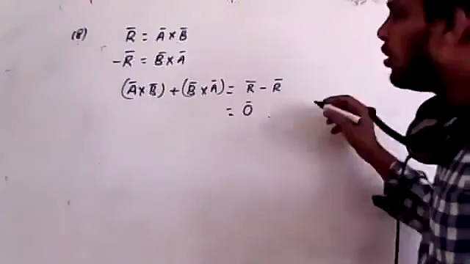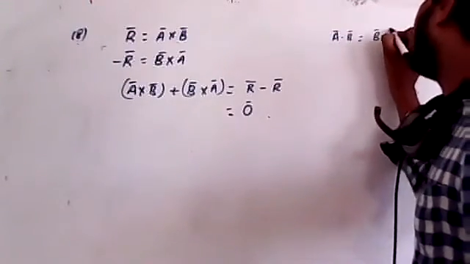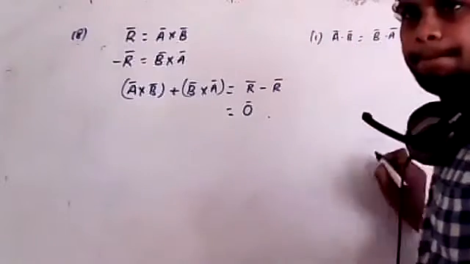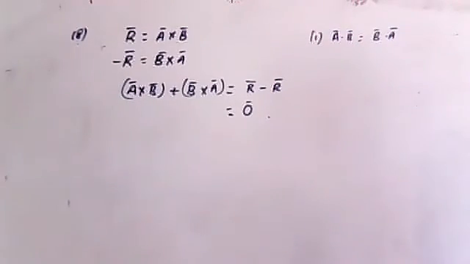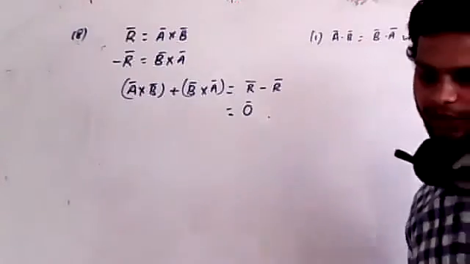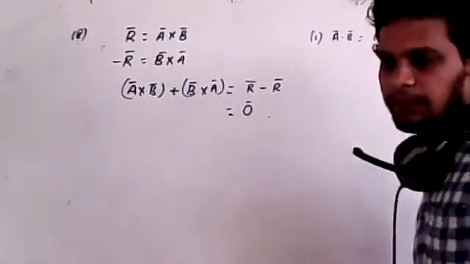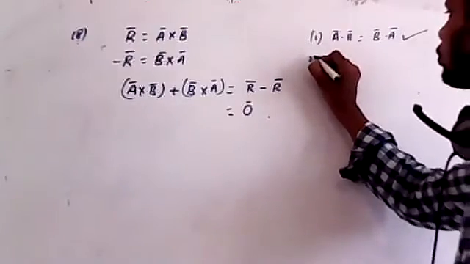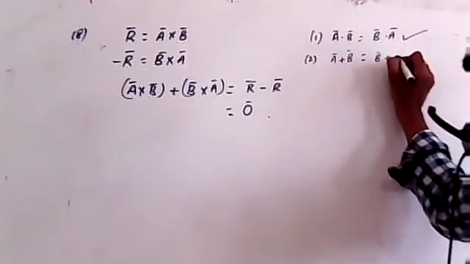Ma, first one, ma, A bar dot B bar is equal to B bar dot A bar. Is it correct or wrong? Which property is it? Commutative property. Dot product follows commutative property. Next one, A bar plus B bar is equal to B bar plus A bar. Ma, this is also true. A plus B is equal to B plus A. This is also true.